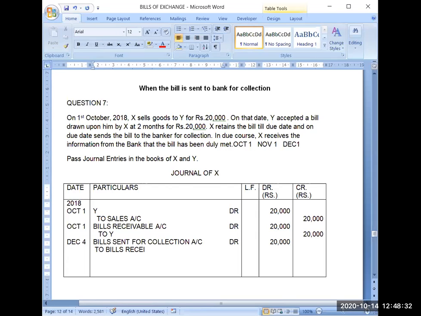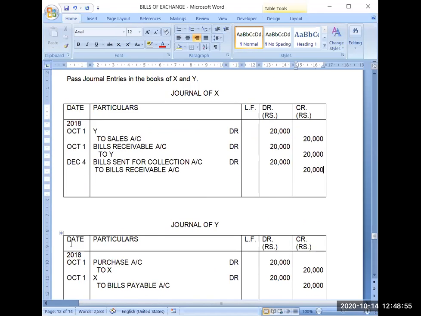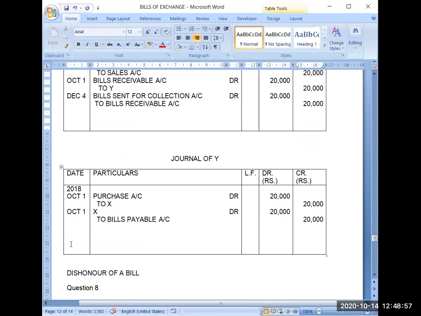When you will give this bill to the banker for collection, this transaction has been done only between X and his bank. So Y is not concerned about this transaction, that to whom X has given the bill. Y has to make only the payment. So Y will not record this transaction, or will not record any transaction for this handing over.